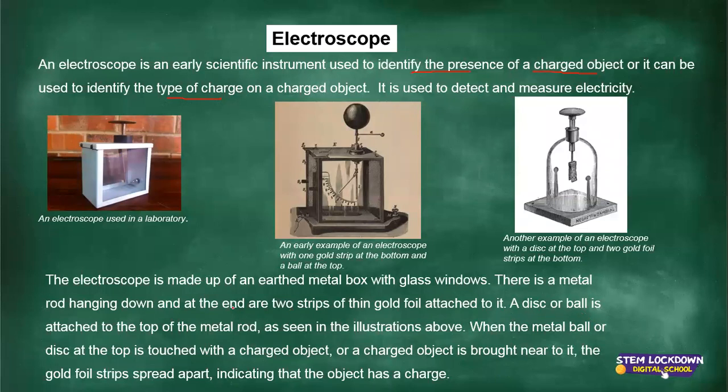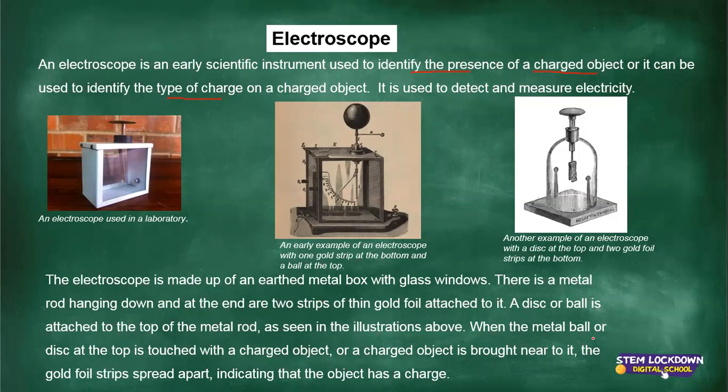Now, a disc or ball is attached to the top of the metal rod. So we have a disc here or a ball. You can see here in the old one there's a disc, here's a ball, and here's a disc. So it's attached to the top.